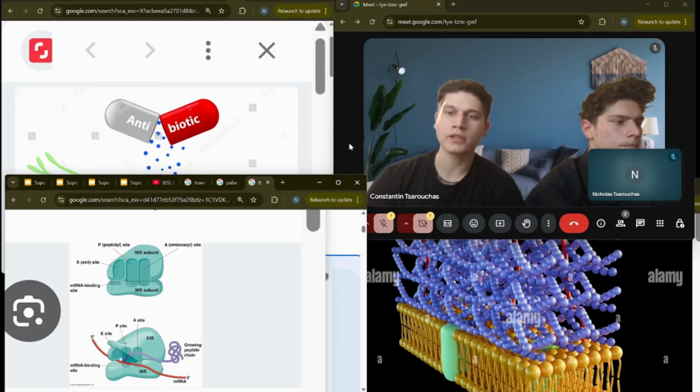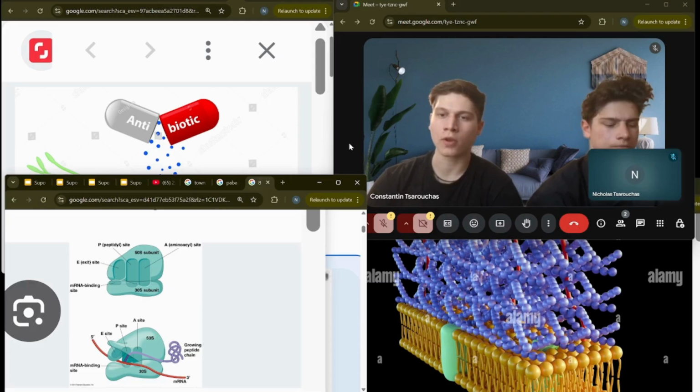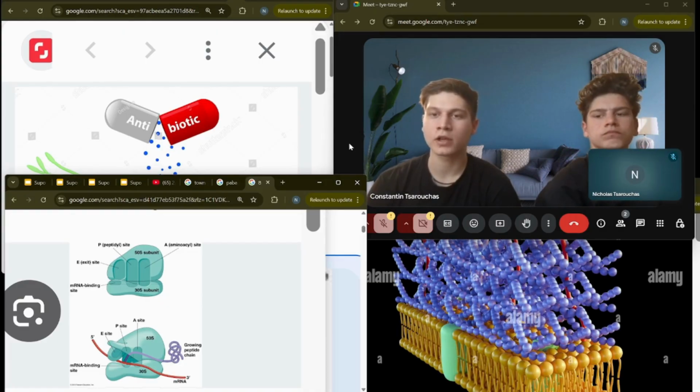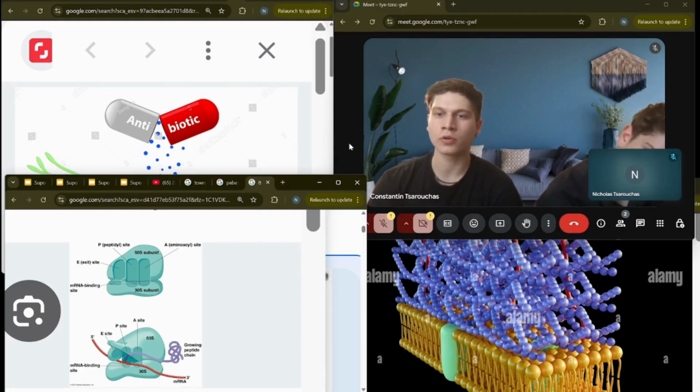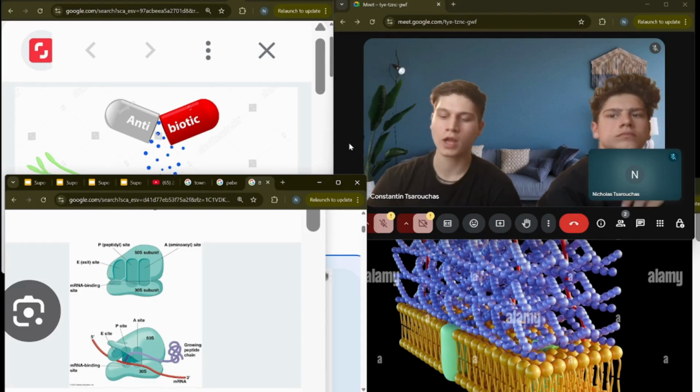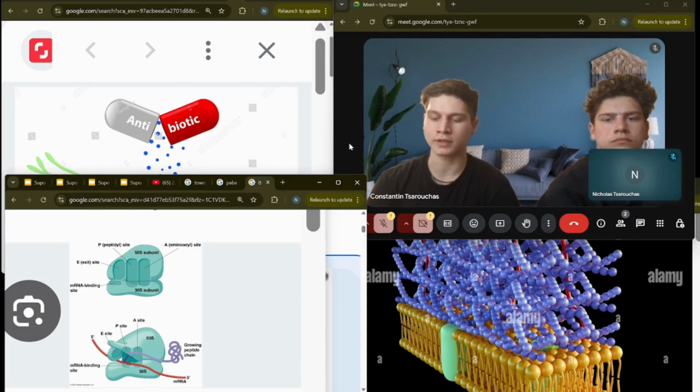Now, as I mentioned, you need your ribosome to move along the mRNA, and this is done through elongation factors. So you can also use things like fusidic acid, which bind to elongation factor G, to stop your ribosome from being able to move along the mRNA sequence, and therefore you're not able to translate your protein.